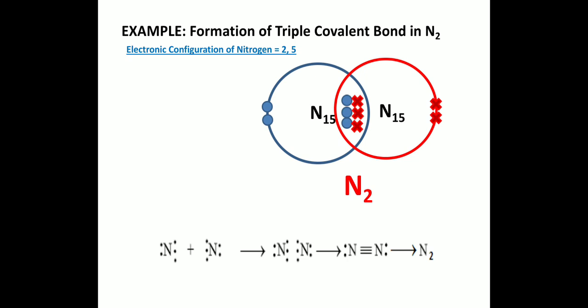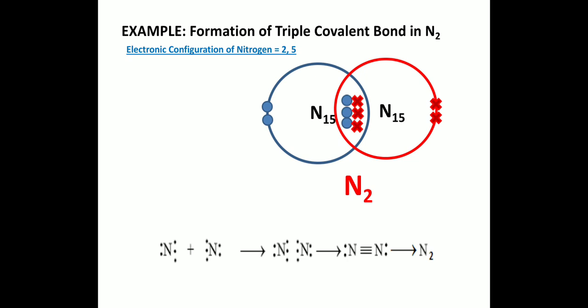Each nitrogen atom has 5 electrons in its valence shell. They need 3 more. 5 plus 3 equals 8. The 3 pairs of localized electrons lie between the nitrogen atoms, and it is represented by 3 lines.